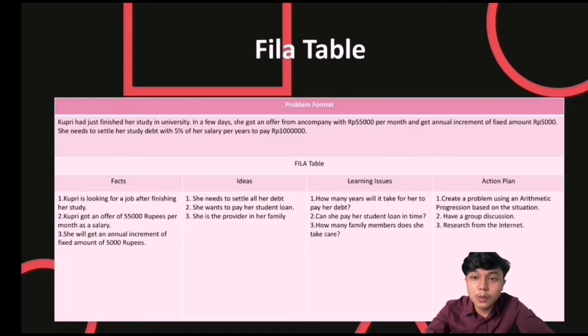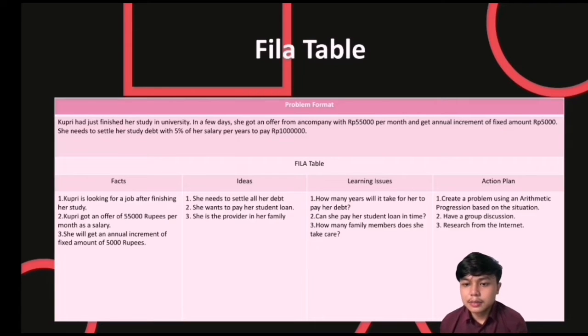Okay, for the facts, Kupri is looking for a job after finishing her study. Second, Kupri got an offer of 55,000 rupees per month as a salary. And for the third fact, she will get an annual increment of a fixed amount of 5,000 rupees. For the ideas, she needs to settle all her debt. Second idea, she wants to pay her study loan. And for the last idea, she is the provider in her family.